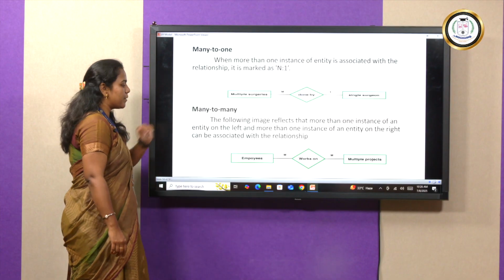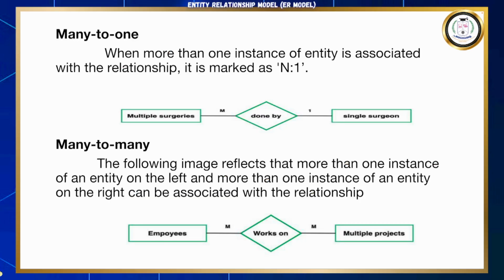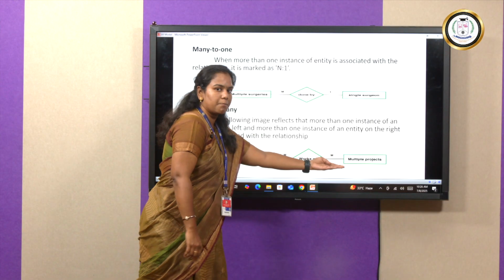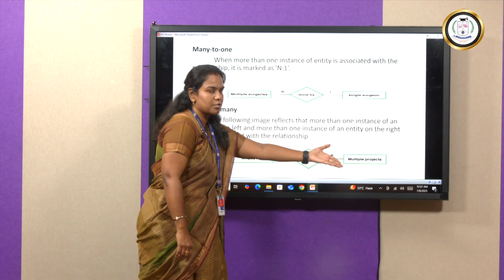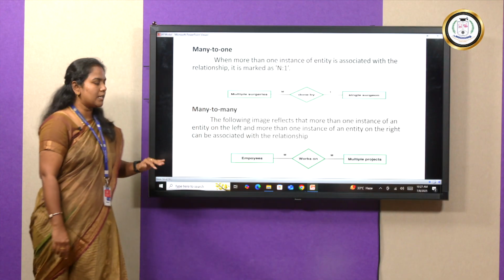Next one is many-to-many. Many instances to many instances, that comes under a many-to-many relationship. Employees work on multiple projects. N number of employees can work on n number of projects, that comes under a many-to-many relationship.